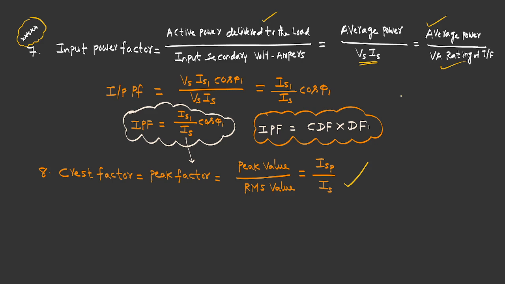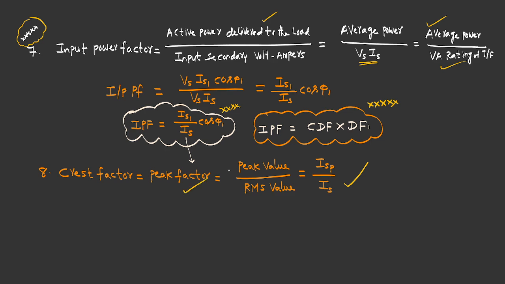Important: input secondary volt amperes are nothing but the VA rating of the transformer. This is a single phase transformer. One of the fundamental formulas is input power factor equal to Is1 by Is into cos phi. We can also write input power factor in terms of current distortion factor and displacement factor.